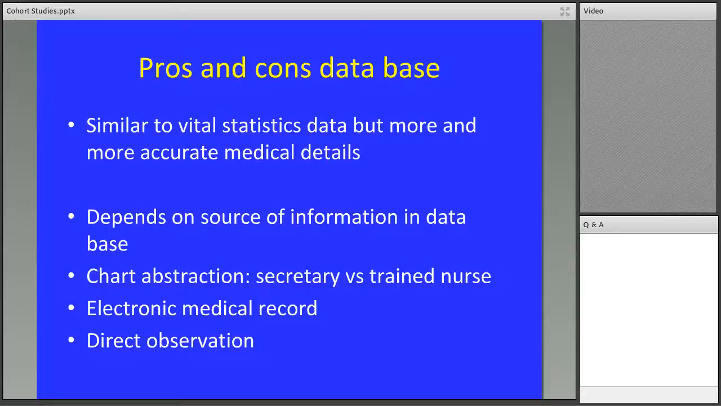Chart abstraction is very different. Is your secretary doing a chart abstraction, or is there a trained nurse or a trained doctor, somebody with medical background going through those charts obsessively? Electronic medical records, again, sometimes better, sometimes worse than written records. And then direct observation is really the gold standard. Somebody specifically was looking for something and found it by direct observation of the medical environment.